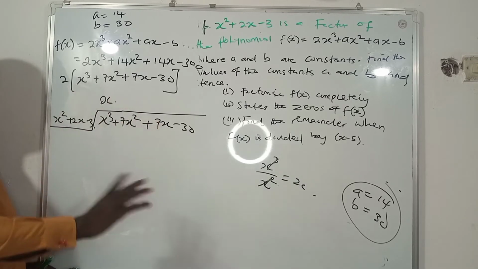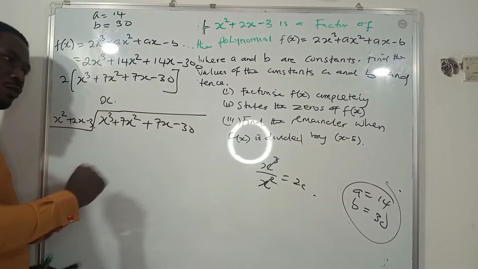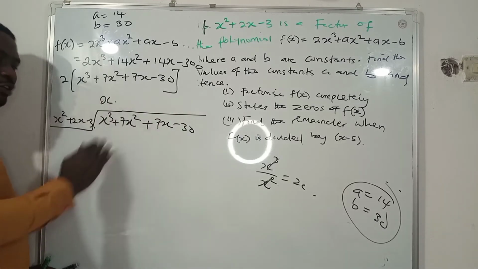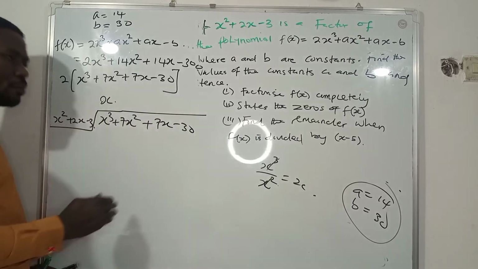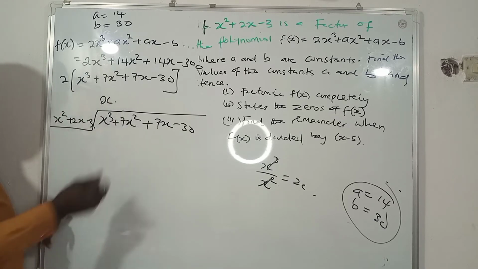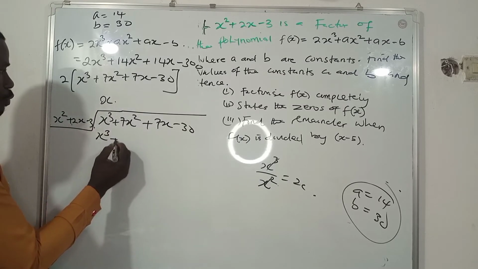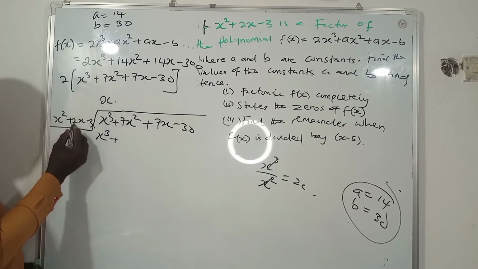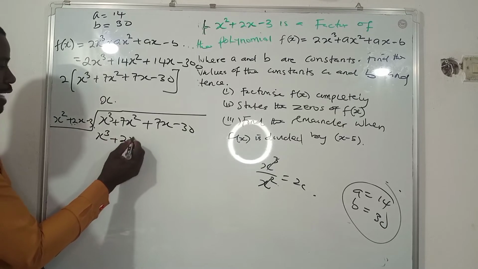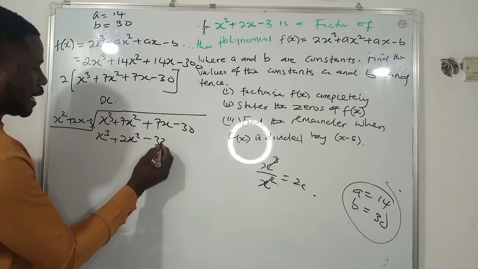Remember, please, I've told you I've done a video on division of polynomials, so you can look for that video to understand how polynomials can be divided. Now x times this will give us what? x cubed. x times this will give us plus 2x squared. And x times this will give us minus 3x.